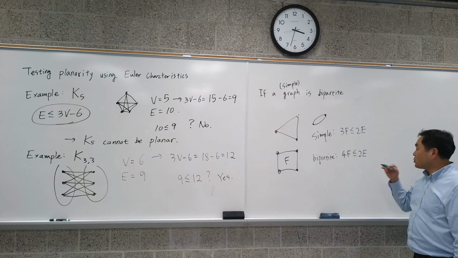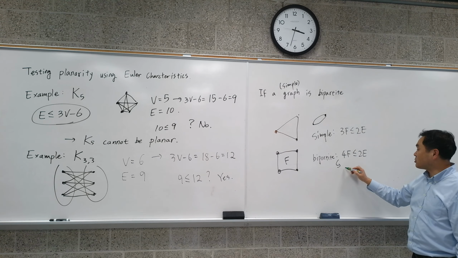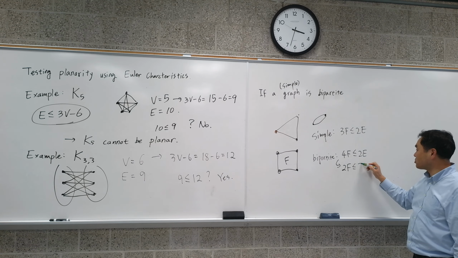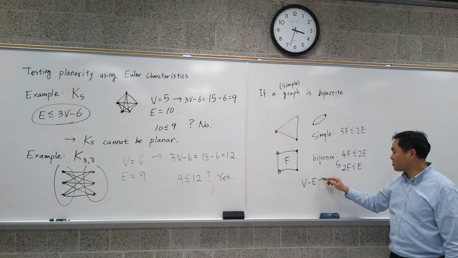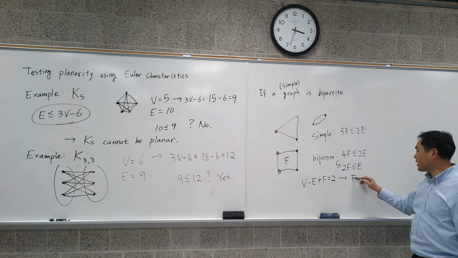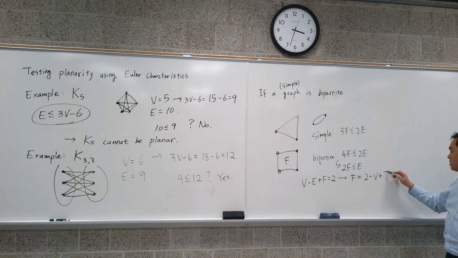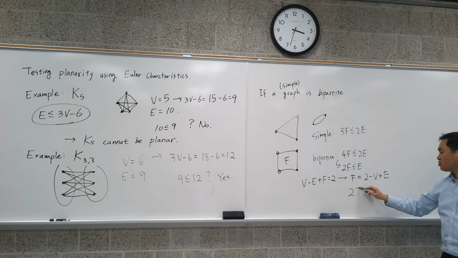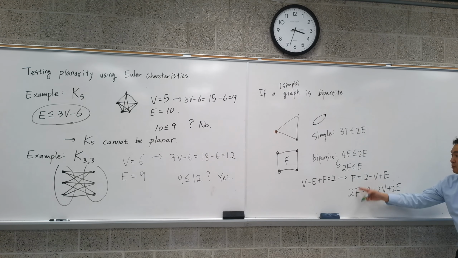And then we can combine this with the Euler characteristics. So first, divide both sides by 2 so that 2f is less or equals to e. Use the Euler characteristic equation v minus e plus f is 2. Solve for f, so f is equal to 2 minus v plus e. Multiply this by 2. 2f is 4 minus 2v plus 2e. And because 2f is less or equals to e, we now have this inequality.